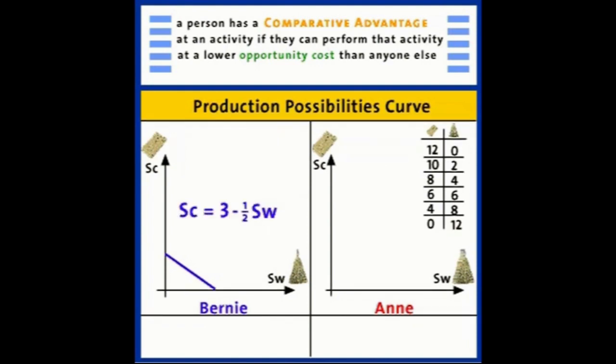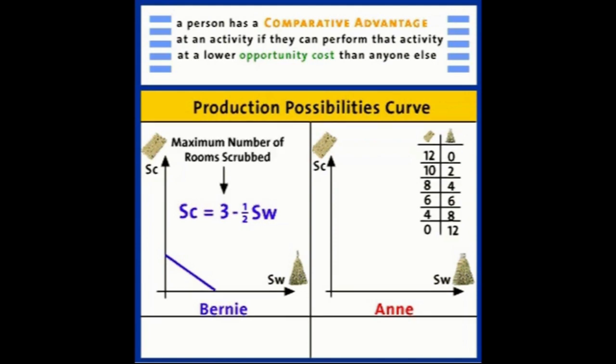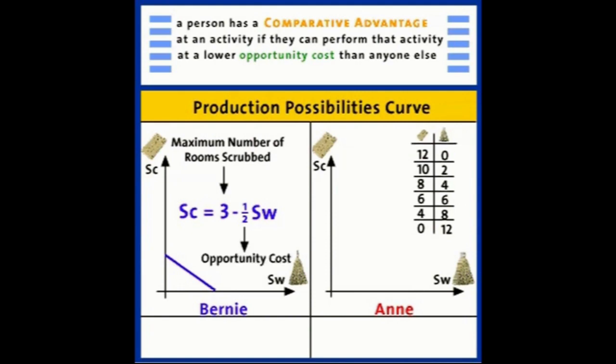Each room that he sweeps is 10 minutes, and that means that he's giving up 20 minutes divided into 10, or 10 divided by 20, or 1/2 of a room worth of scrubbing. We saw this last time. Every room that he sweeps is 10 minutes worth of time, and that's half of a 20-minute job worth of scrubbing that he's not able to do.